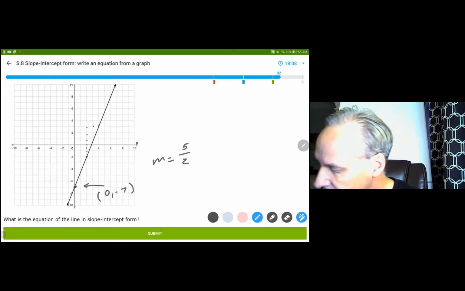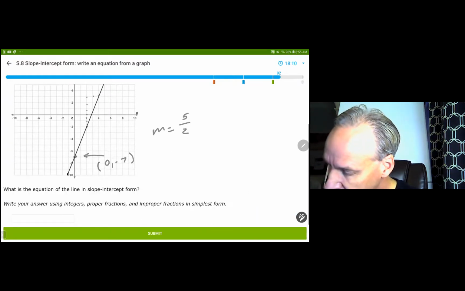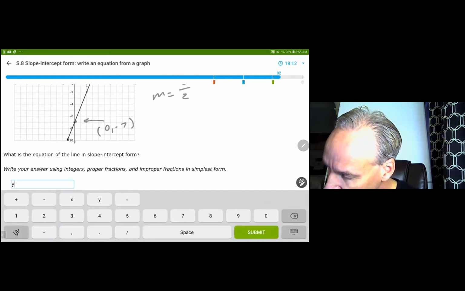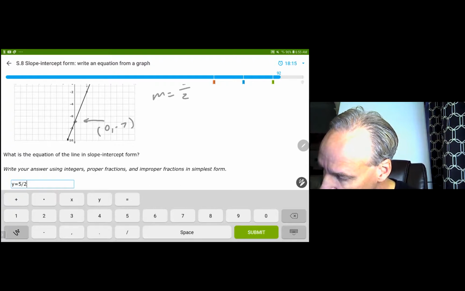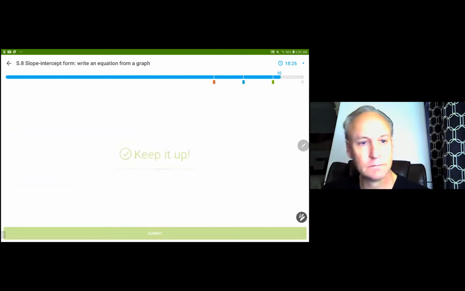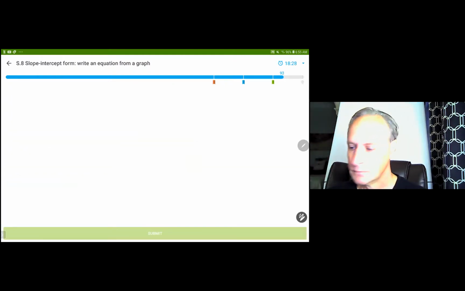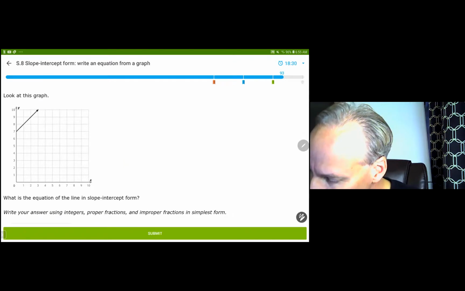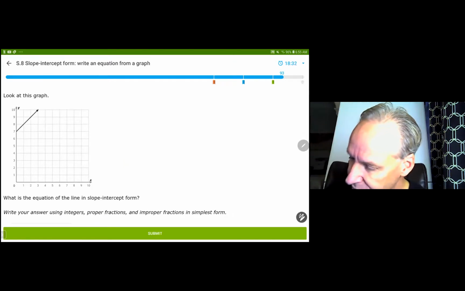So we have our equation. Put it in. Five over 2x would be good. There we go. And it looks like we have a slope of 1, so it's x plus 7.